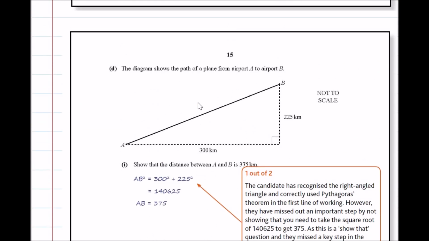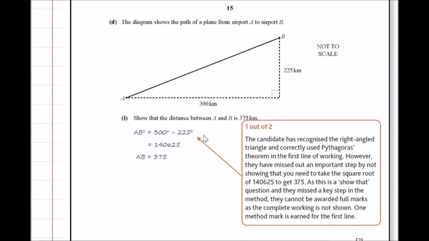Next, the diagram shows the path of a plane from airport A to airport B. Now, show that the distance between A and B is 375 kilometers. What the student has done: AB squared equals 300 squared plus 225 squared. He has applied Pythagoras' theorem correctly. He got this, but he skipped the step showing that he has taken the square root and got this answer. So instead of 2 marks, he got just 1 method mark.